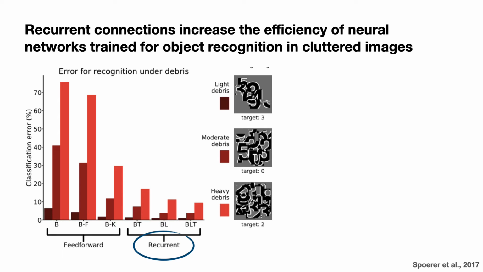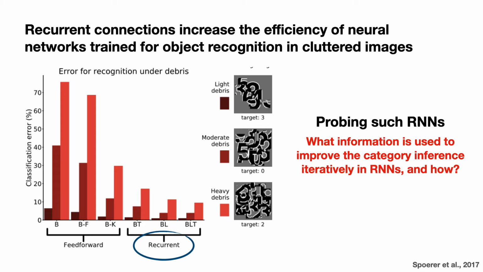In 2017, while faced with the challenging task of finding an intact object within a lot of clutter, it was shown that recurrent neural networks can do quite well. They outperform parameter matched feed-forward networks. This was an exciting result, and we were very curious as to what is happening inside such RNNs, which are trained to do object recognition in cluttered images.